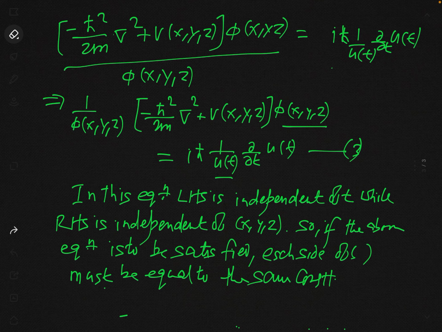So you have definitely studied in the solution of partial differential equations by the method of variable separation, that if LHS is independent of time t while RHS is independent of x, y, z, then for all values of x, y, z and t, both sides must be equal to the same constant. So now let us consider that the LHS and RHS both are equal to the same constant, and we denote that constant by a symbol, let us say E.